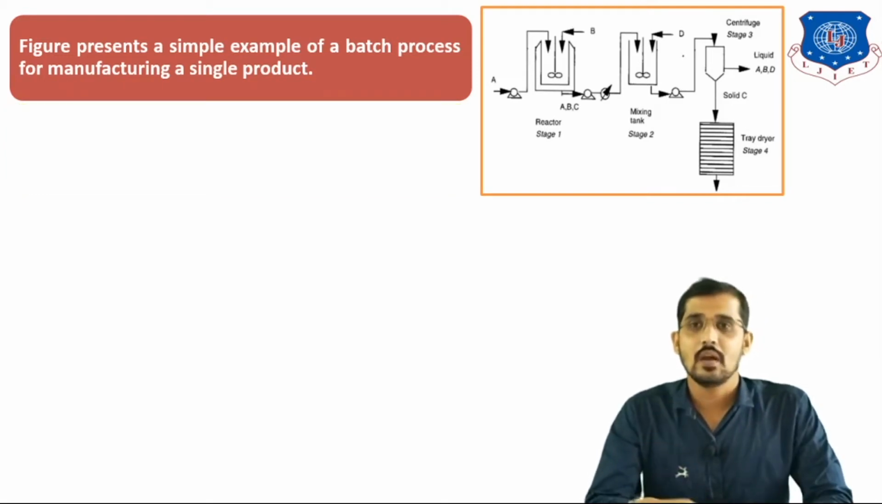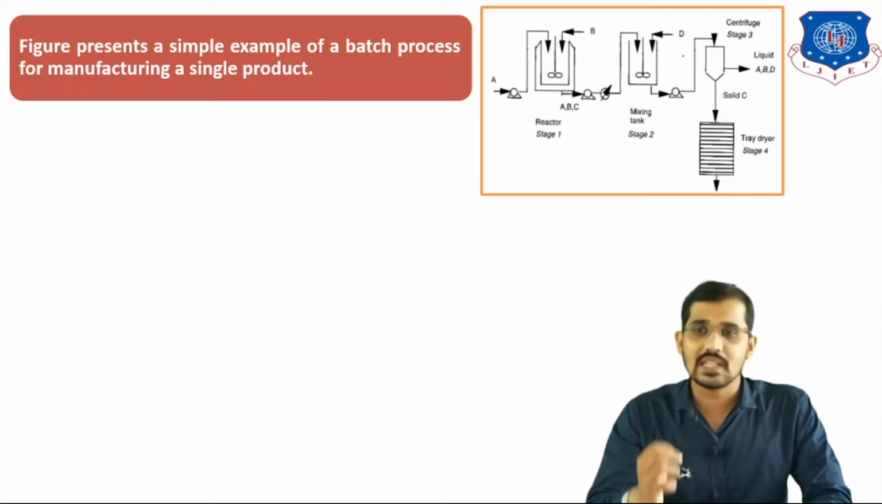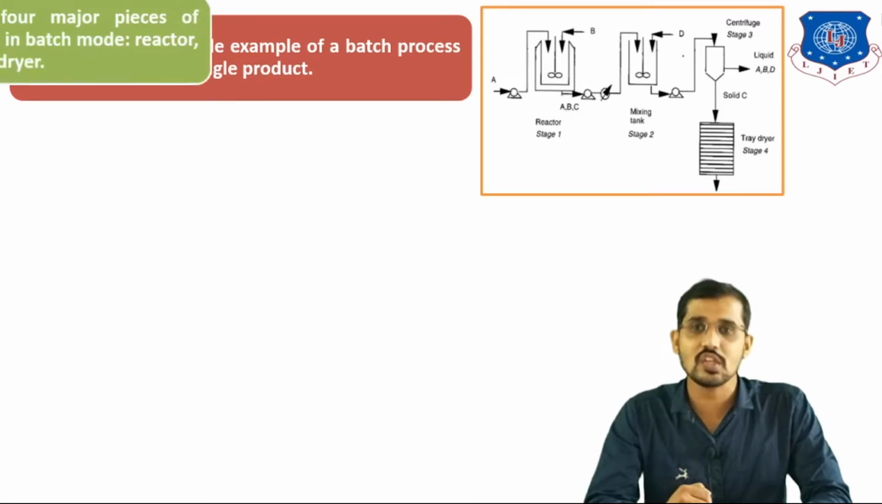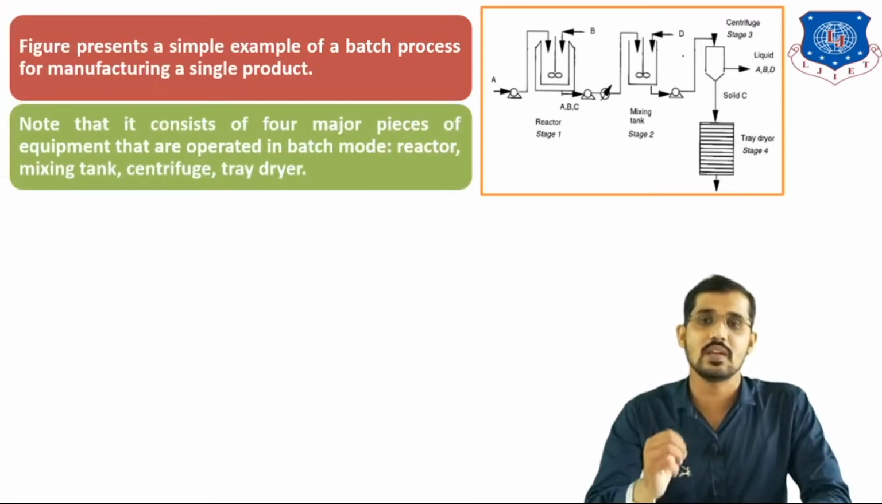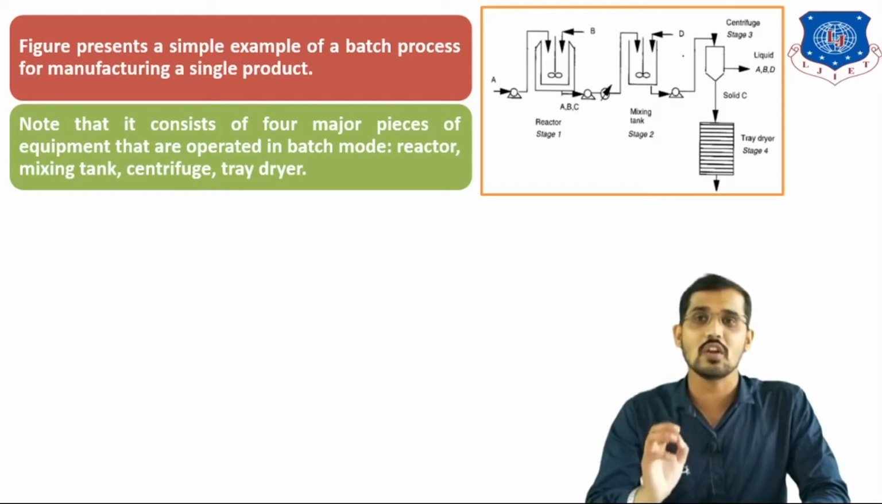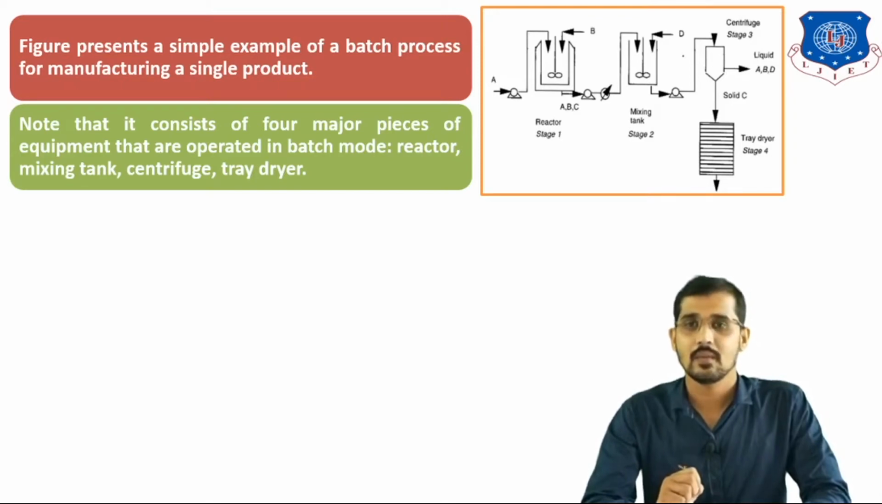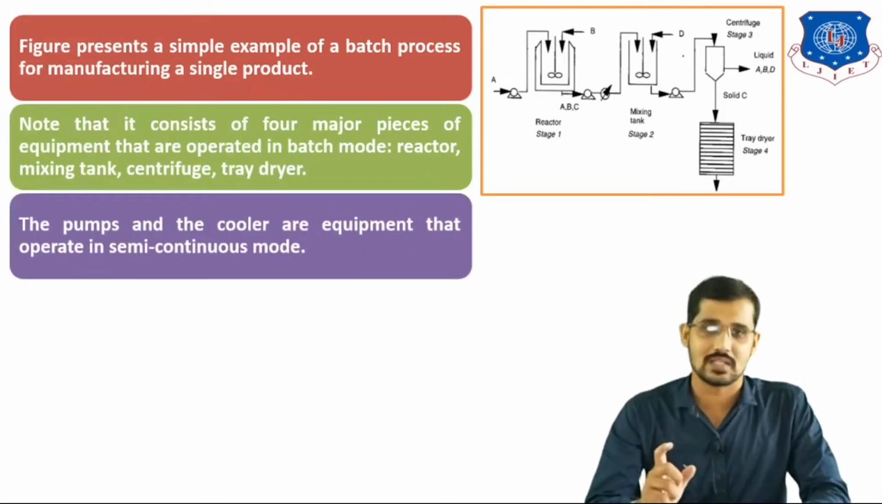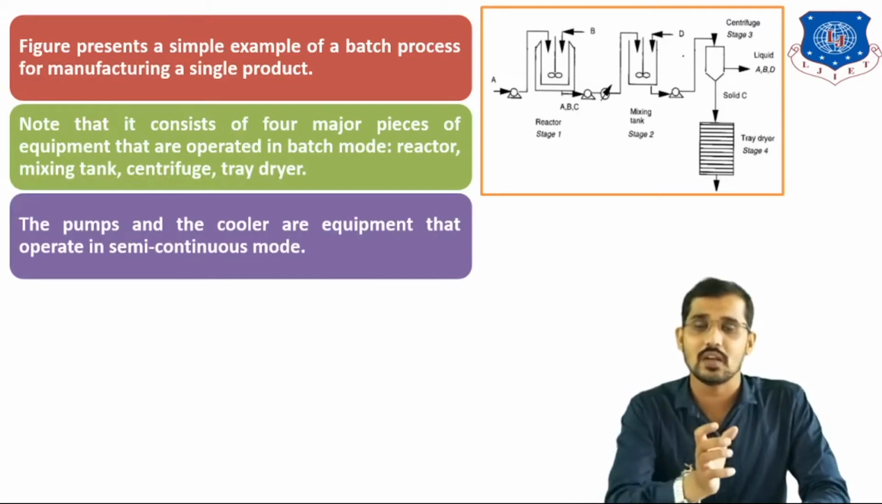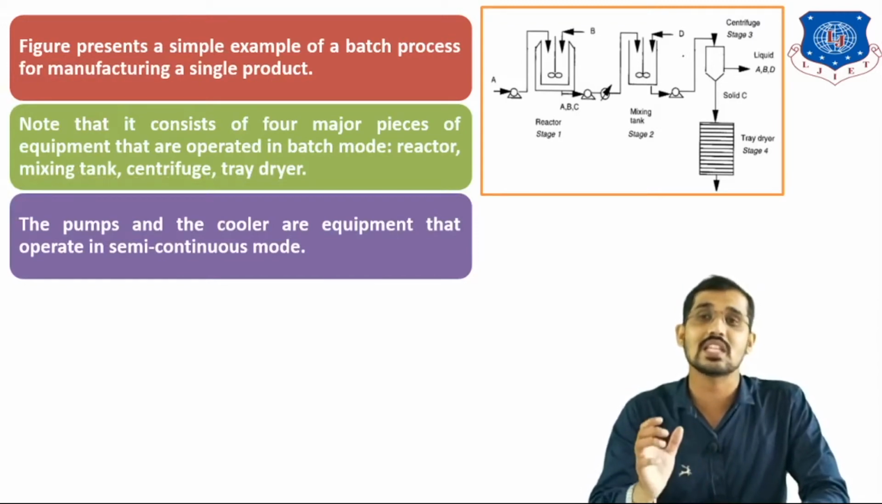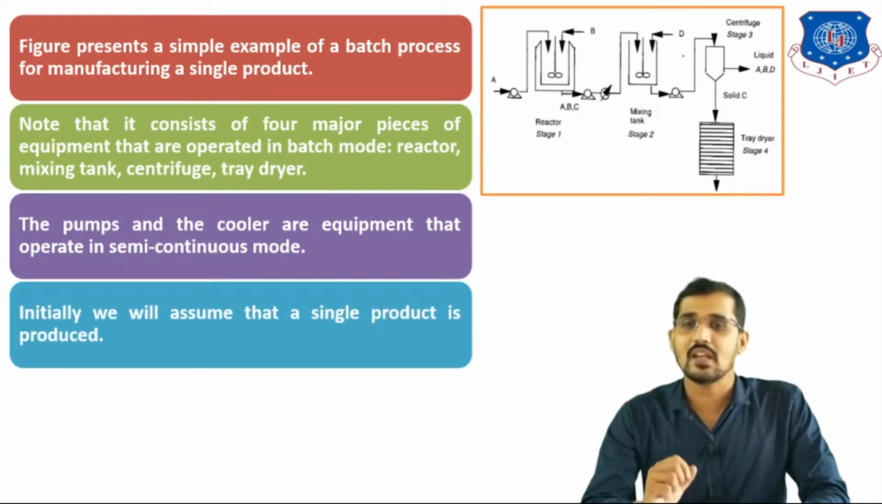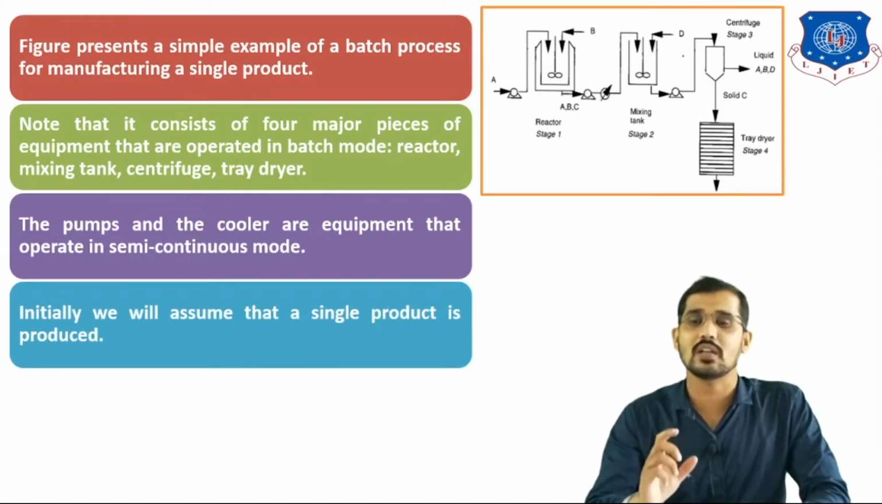You can see on the screen the figure presents a simple example of a batch process for manufacturing a single product in which we have four equipments. The first one is a reactor for reaction purpose, followed by the mixing tank for mixing purpose, followed by the centrifuge for the separation of solid from liquid. Lastly, for the drying purpose we use the tray dryer. After that, the pumps and coolers in this figure, or any equipment for the batch process, operate in a semi-continuous manner. Initially we will assume that a single product is produced.